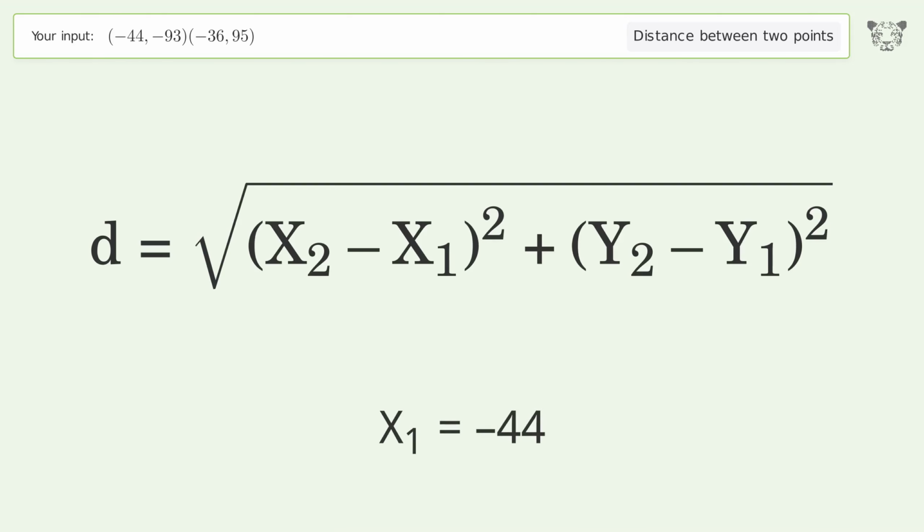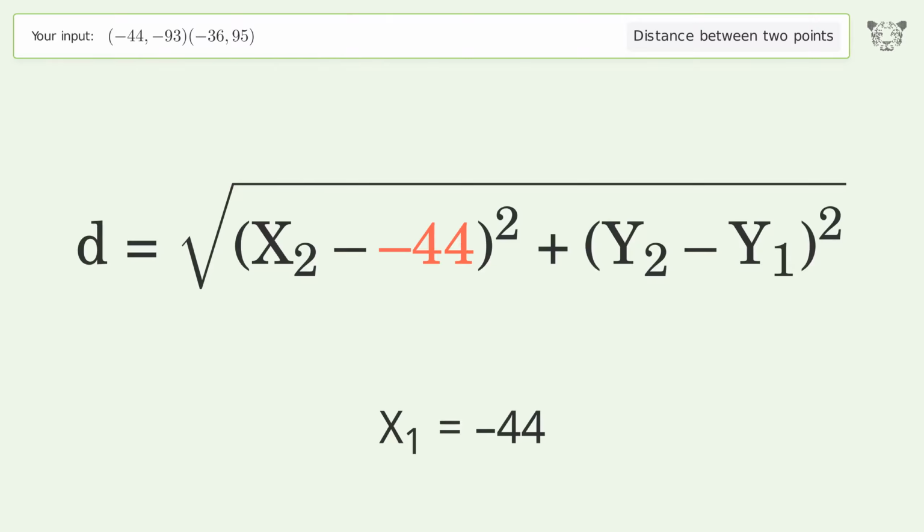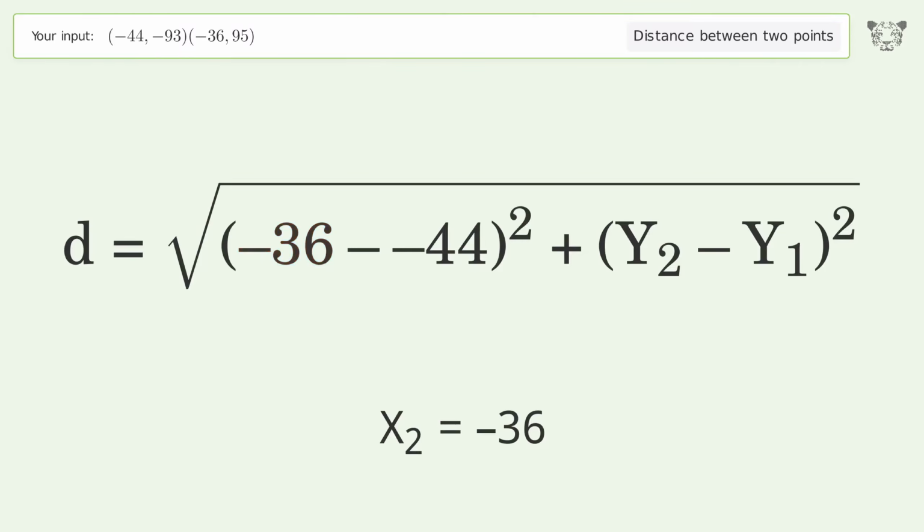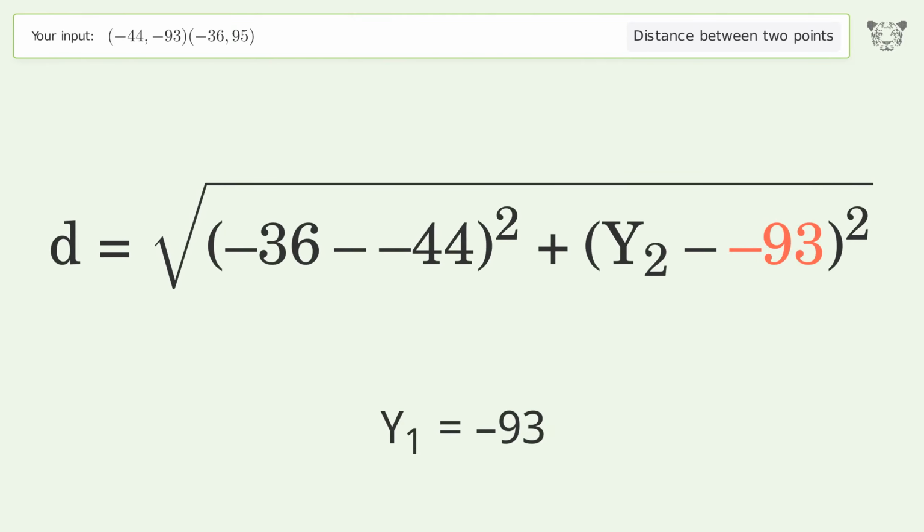x1 equals -44. x2 equals -36. y1 equals -93. y2 equals 95.